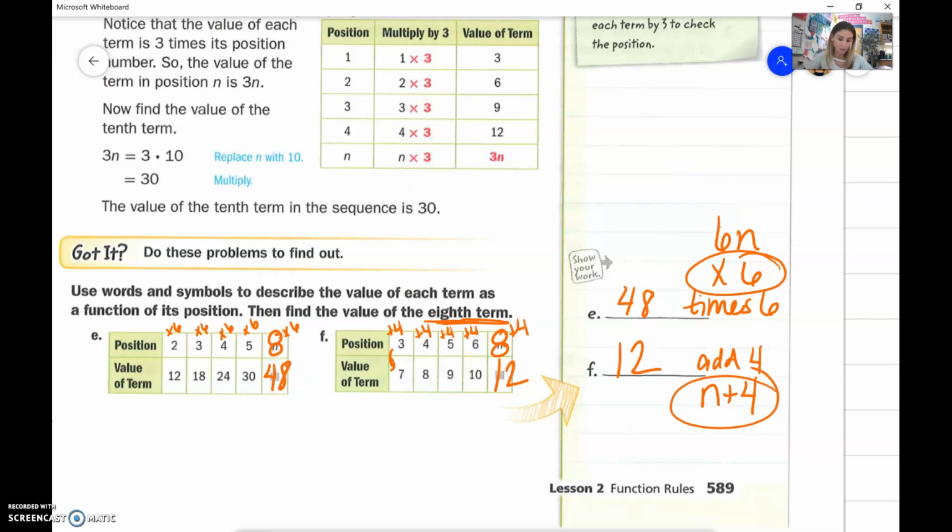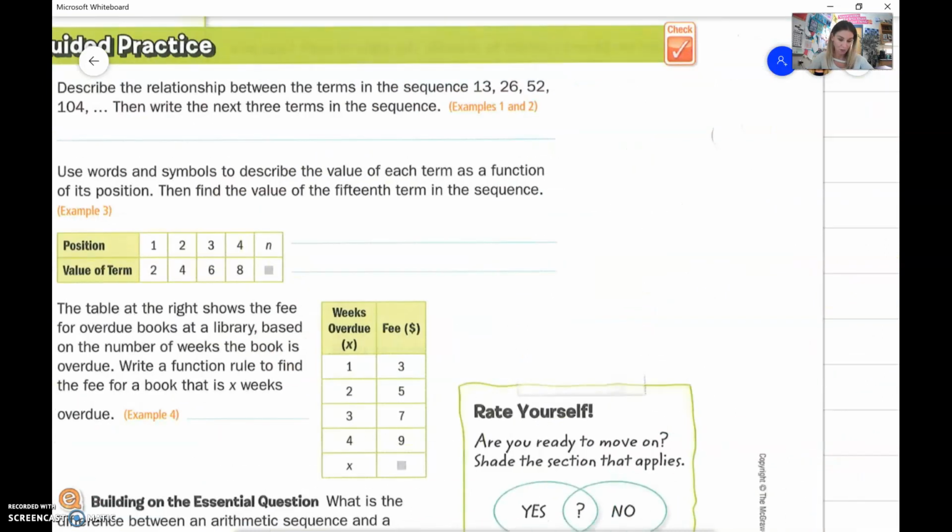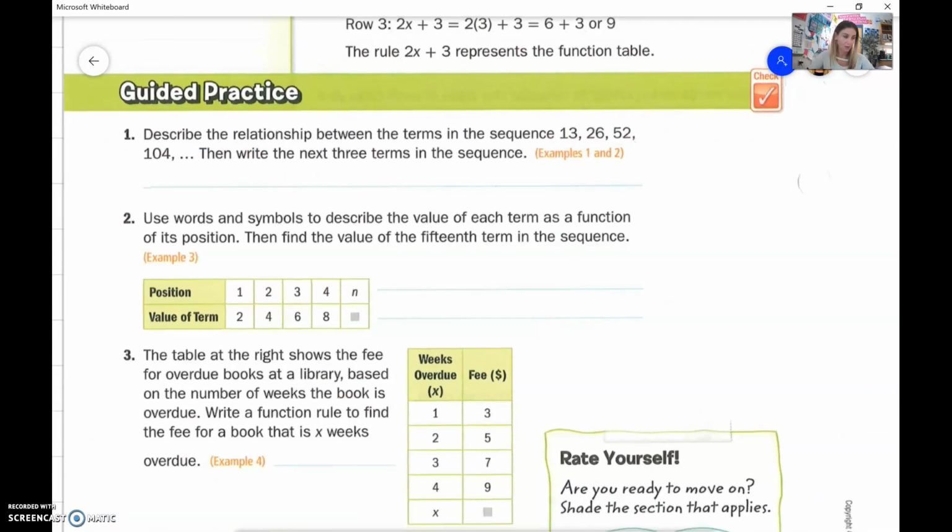Okay, let's take a look at the next page, and let's do number 1. Okay, so take a look. It says, describe the relationship between the terms in the sequence, and then we're going to write the next 3. So I have 13, 26, 52, 104, and I've got to write the next 3 and find the rule. Okay, well, so 13 plus 13 is 26, but 26 plus 13 is not 52. So what if we times it by 2? 13 times 2 is 26.